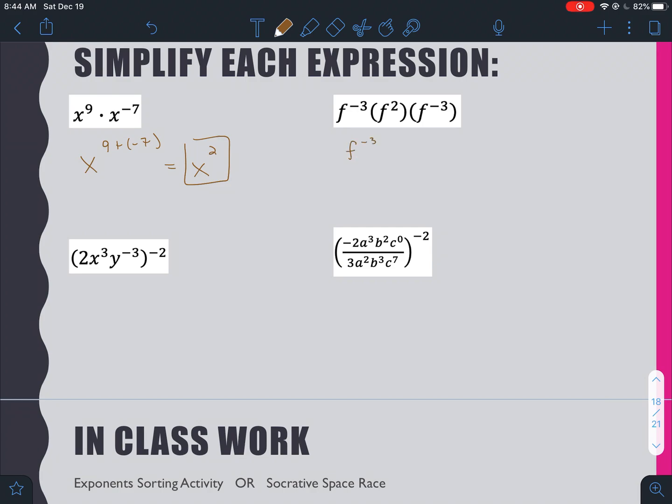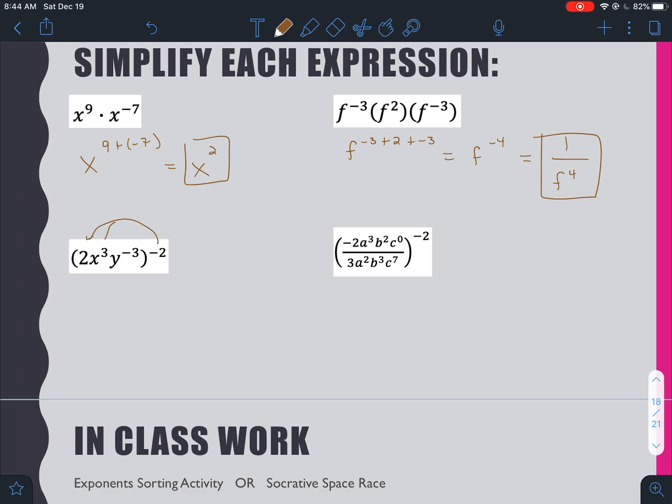f to the negative 3 times f to the 2 times f to the negative 3. The rule is you can add the exponents. So negative 3 plus 2 plus negative 3. This would be f to the negative 4, which would be 1 over f to the 4th if you rewrote it without the negative exponent.